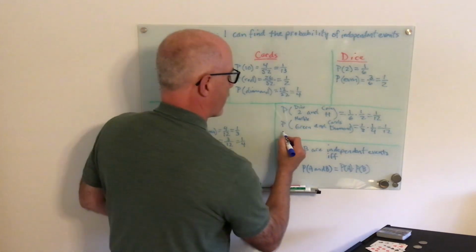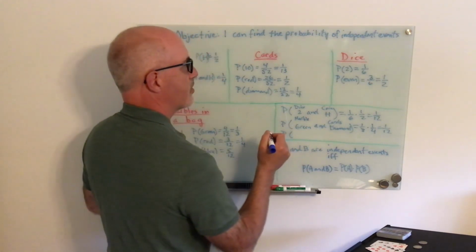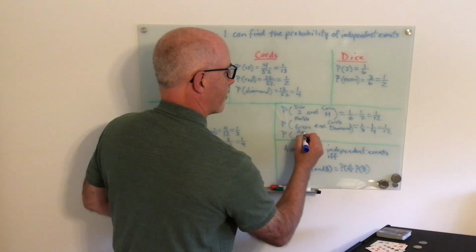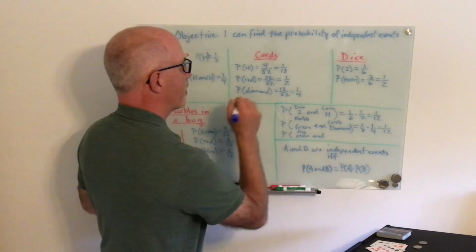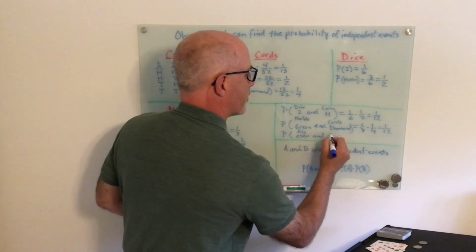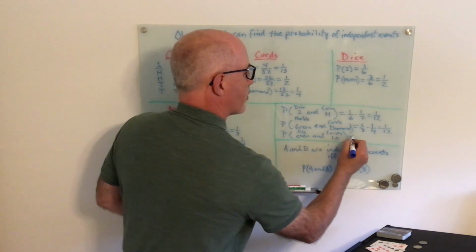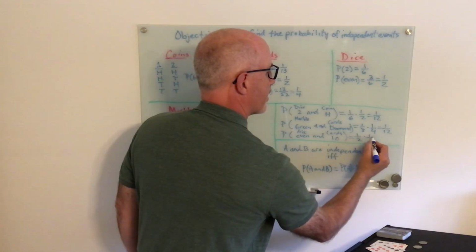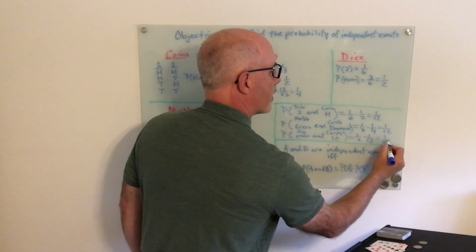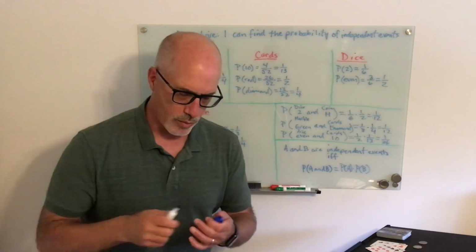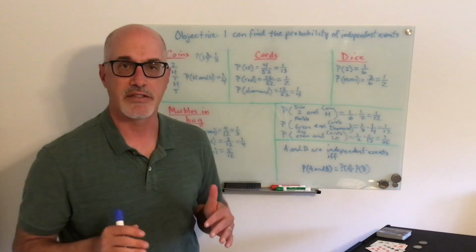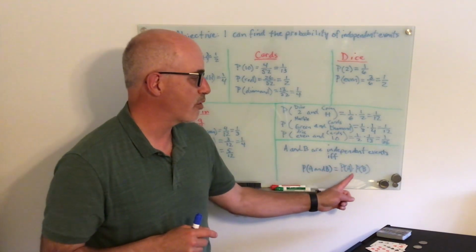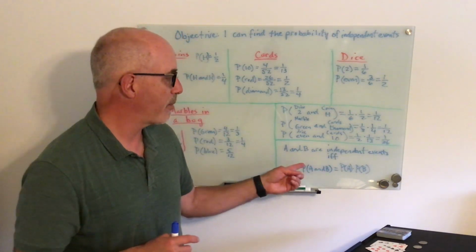Okay, let's do one more example. The probability of getting an even number for the dice, and a 10 on the cards. An even number would be 1/2. A 10 would be 1/13. And so our probability would be 1/26. So if we want to find independent events and find the probability of those happening together, all you have to do is find the probability of each of them individually and multiply those two together, and you'll get the probability of them happening.